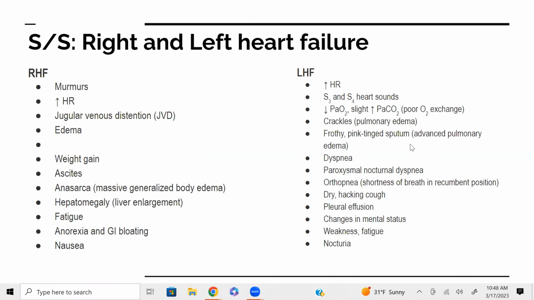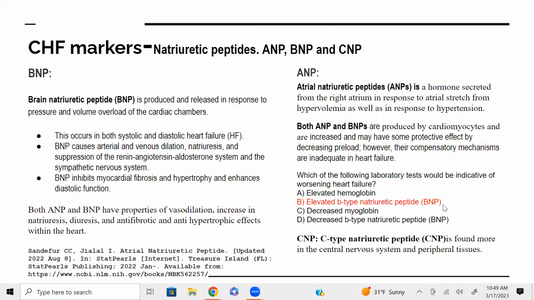And here on the left heart failure, the heart sounds S3 and S4 are very much seen on the APRN board exams. The pathophysiology of left and right heart failure explains all these signs and symptoms. So if you know the patho, you will be able to answer these signs and symptoms or differentiating factors of both right and left heart failure. Nocturia or paroxysmal nocturnal dyspnea, PND, is left heart related.